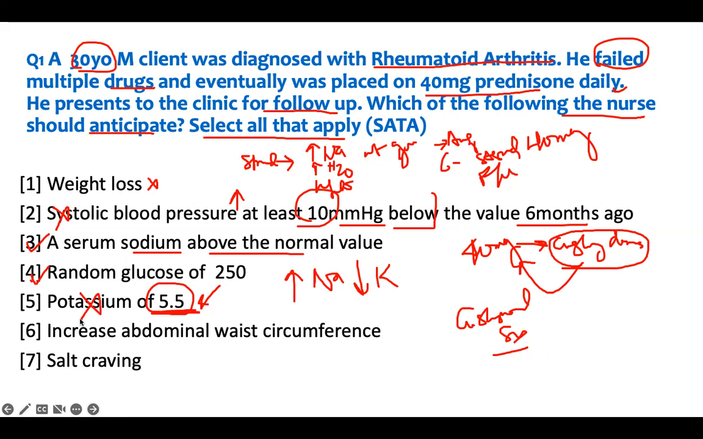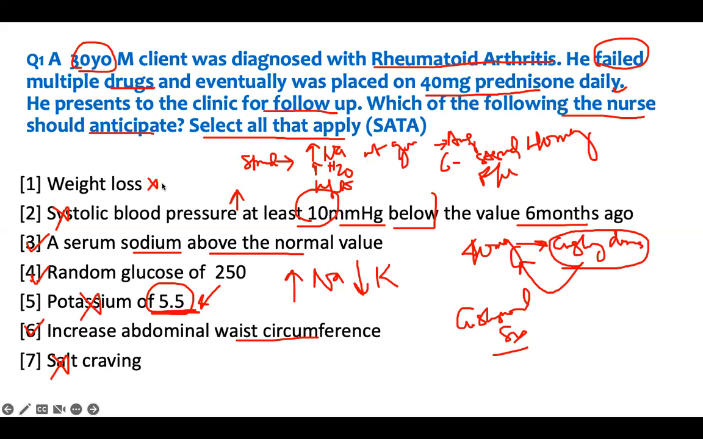So this is wrong. Increased abdominal waist circumference. Like I told you, your body starts to deposit fat in the central portion. So you get central obesity. Central, from the back of your neck, your face, your chest, your abdomen, and your waist. So central obesity. So I expect that. Salt craving. Their salt is already high. Why would they crave salt? That is consistent with Addison problem. Therefore, they don't. And so we have 3, 4, and 6.